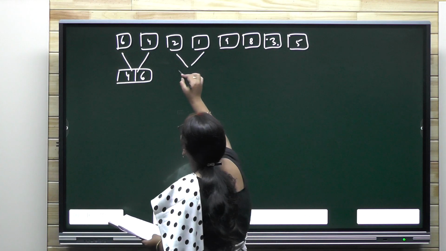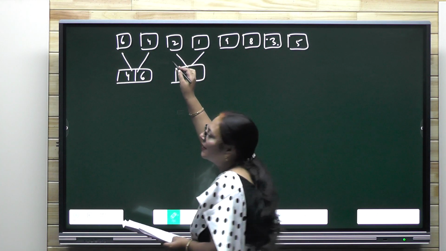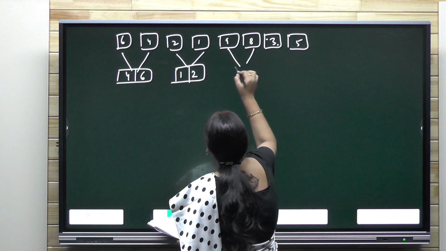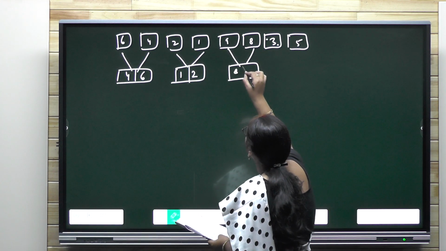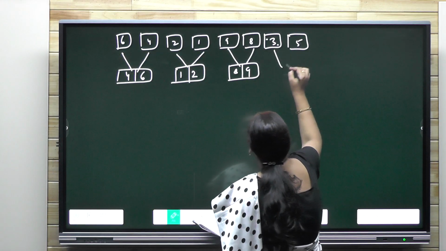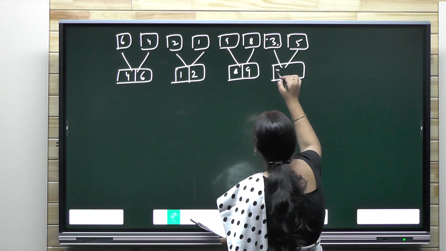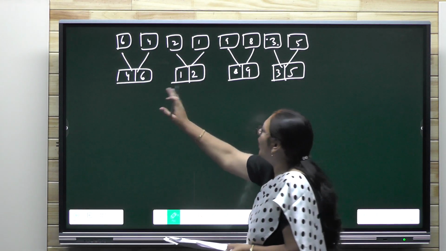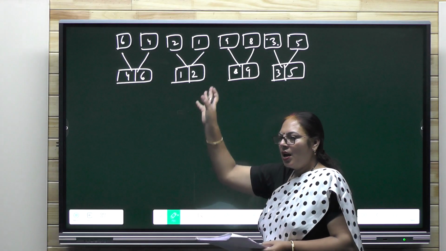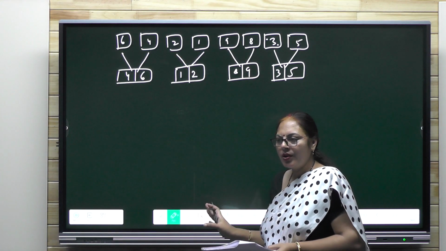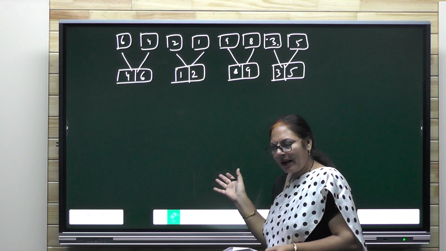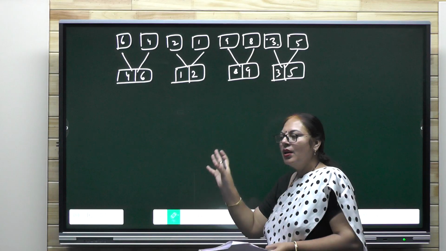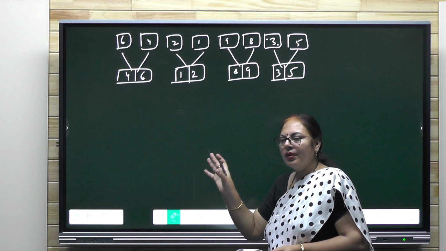Similarly, now you will merge 2 and 1. 1 is less than 2, so it will come in the first place, 1, 2. Similarly, 9 and 8, 8 is less than 9, so it will come in the first place. 3 and 5, 3 is smaller, so it will be in the first place. Now we have 4 sub-arrays. Now we will again merge two sub-arrays at a time, and again we will keep on merging the arrays according to the sorting order.